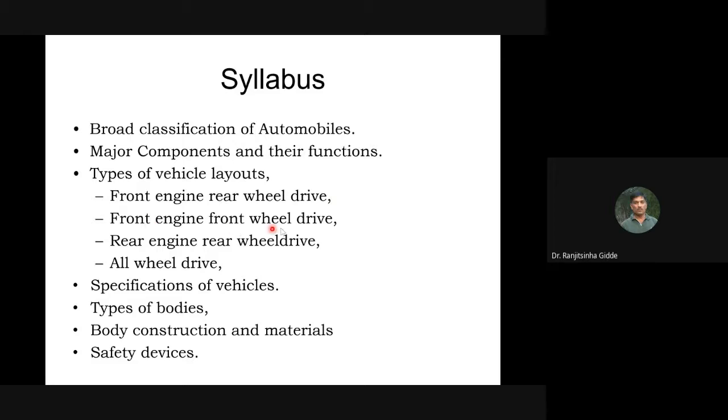So front engine, front wheel drive, as in all Indian cars. Generally this is front engine, front wheel drive. The engine is placed at the front side and drive is given to the front wheels. Then rear engine, rear wheel drive. So the engine is placed at the rear and drive is given to the rear wheels, and afterwards all wheel drive. Then specification of the vehicles.